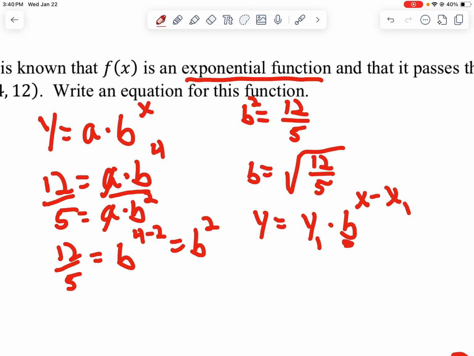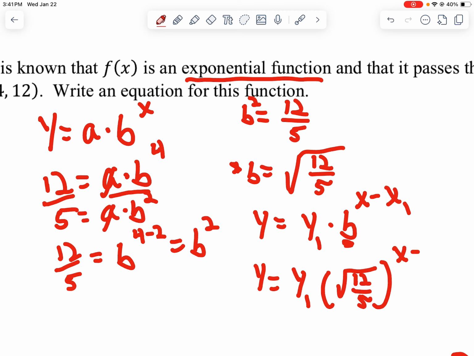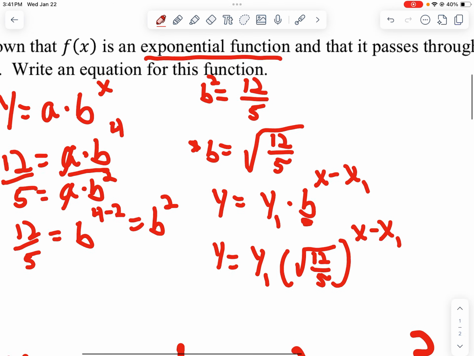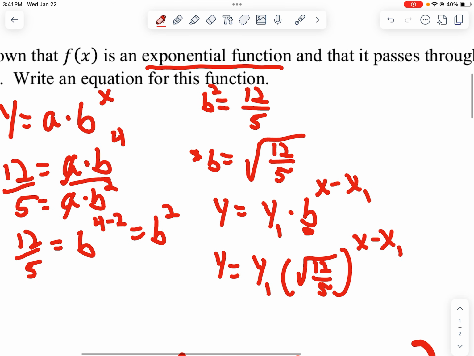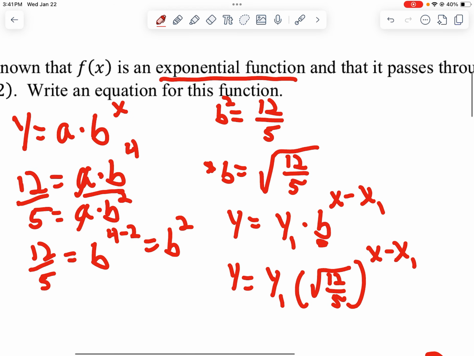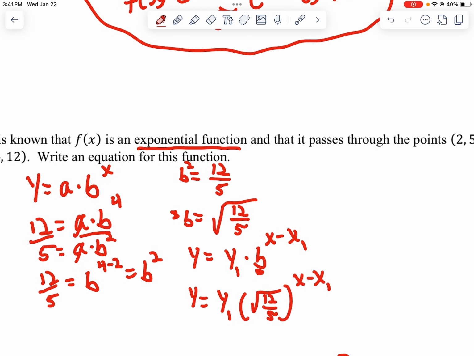That's what we're looking for. But we found it right here. This is b. So we know that we can write y equals y1 times the square root of 12/5 to the power. I'm not trying to simplify the square root. You don't need to. You can. But I'm here to tell you, if you make a mistake on your simplification of it, I'll have to dock you points. And we can choose either point that was given.